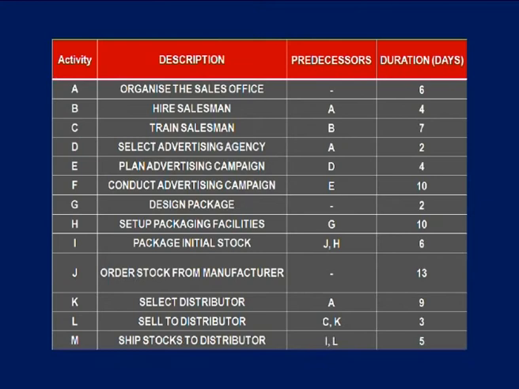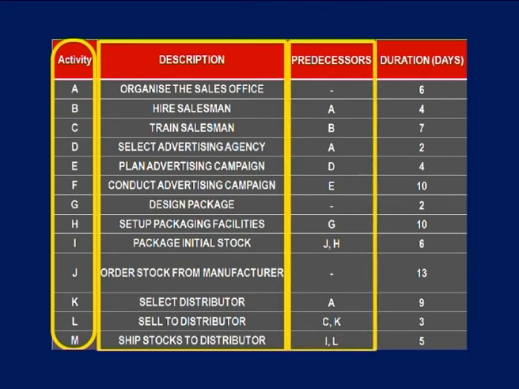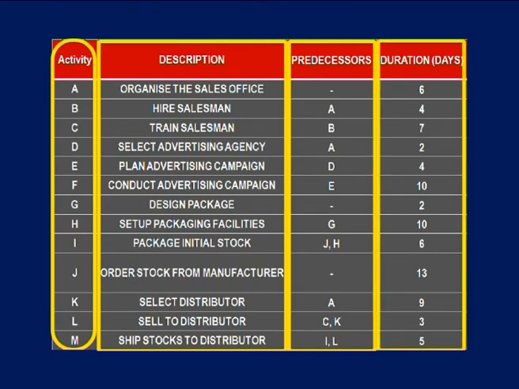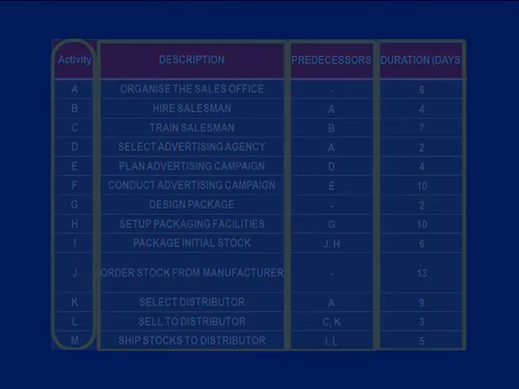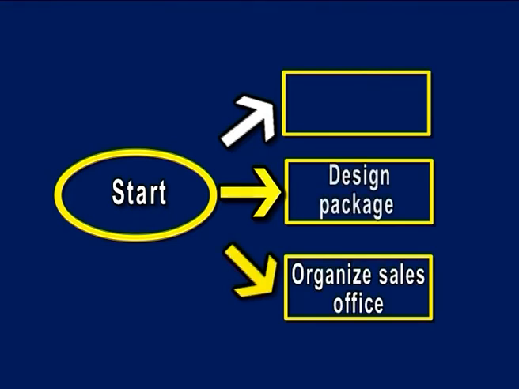In the table, the first column indicates the activities and the second column indicates the description of the respective activities. The third column indicates the predecessors for each activity and the fourth column represents the duration taken to complete the individual activities. The precedence relationship among these activities is shown in the following figure. As the figure shows, the company can begin to organize the sales office, design the package and order the stock immediately.